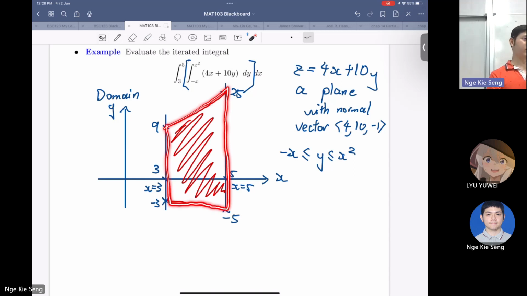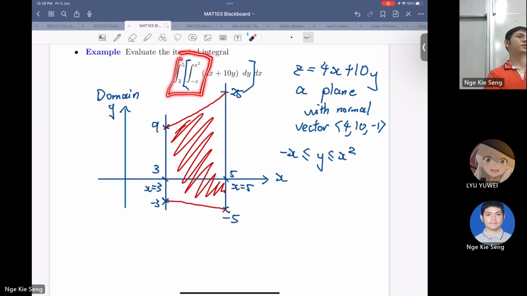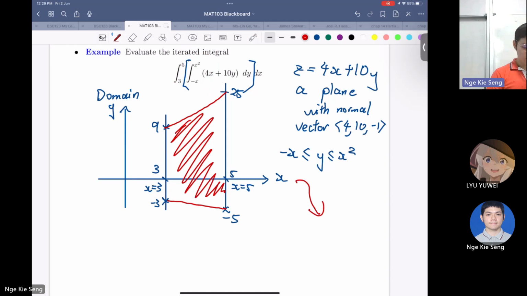something similar to a trapezoid. Make sense now? This is the integration domain, not yet volume. We haven't computed volume yet. We just determine what is the domain we integrate over. Just now we integrated over a rectangle, right? Now we need to see what shape this is.